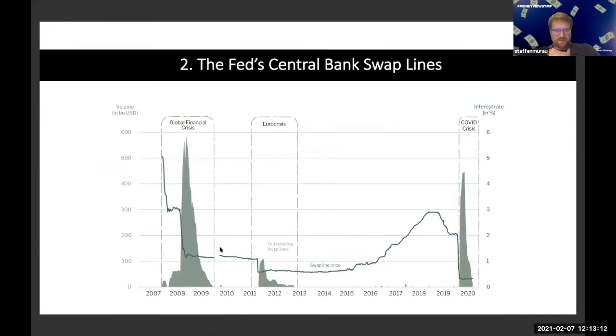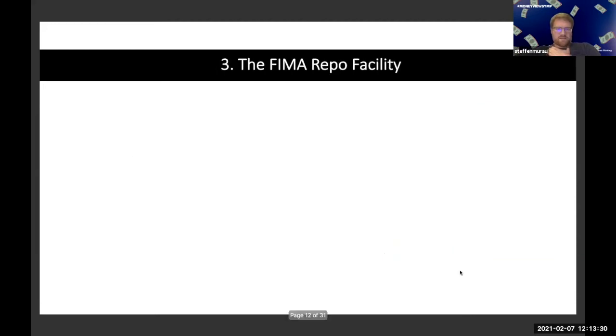We have three big phases, three crises when this was used. I'm sure you know it: the financial crisis, the Euro crisis, and now the COVID crisis this year. And we can look at the swap line price. We also see that the prices often drop when they're actually being used. This is still relevant for our argument. So second, the FIMA repo facility was introduced in March.